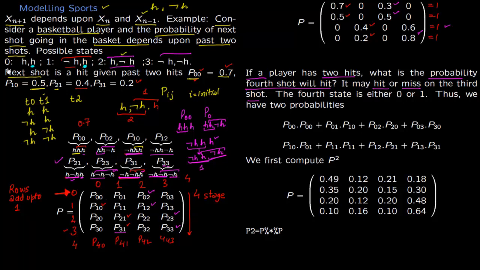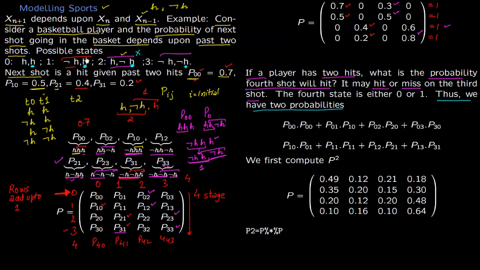This 2, the final shot is not a hit. So this is not in my consideration, because we want the 4th shot to be a hit. 3, both the shots are not hit, so the final shot is a not hit. I don't have this in consideration. So only 0 and 1, because the final shot could be a hit here. And the 3rd shot could be a hit in the 0 case and not hit in this 1 case. So you have 2 probabilities.